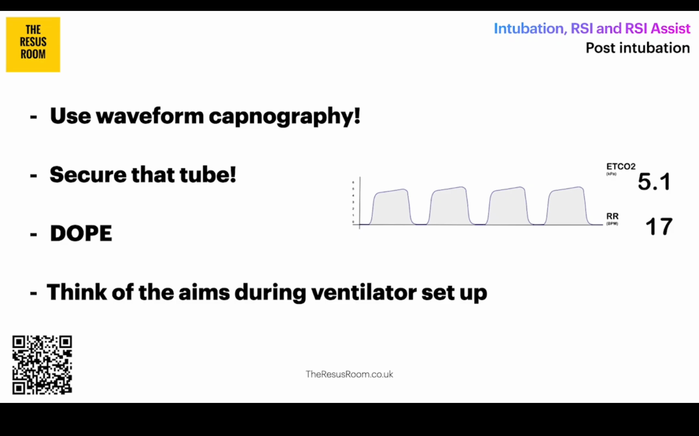If you've got high or low pressures when you initially ventilate that patient with a self-inflating bag or a Mapleson circuit, then think about that DOPE mnemonic. Try and find out where that problem might be and correct it. Finally, think of the goals you're trying to achieve when you set up that ventilator. And of course, check out that full podcast if you want to know a bit more on it.